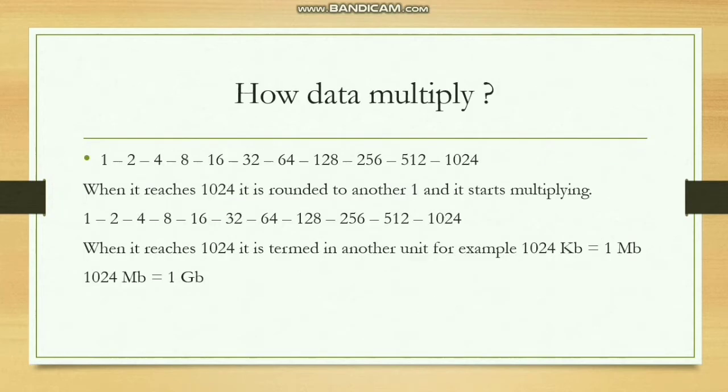And how the data multiplies. 1 GB of RAM is multiplied to 2 GB. From 2 GB of RAM it is multiplied to 4 GB, and 4 GB of RAM is multiplied to 8, and so on. And when it reaches 1024, it is being rounded up as a different way of expression. For example, 1024 KB is equal to 1 MB.